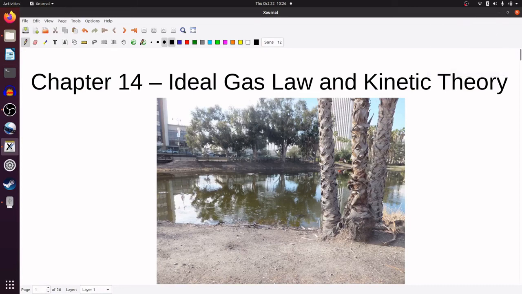All right, chapter 14, ideal gas law and kinetic theory. If you've had chemistry, this is a bit of a review. If you haven't had chemistry, well, welcome to ideal gas law and kinetic theory. It is a fun thing.